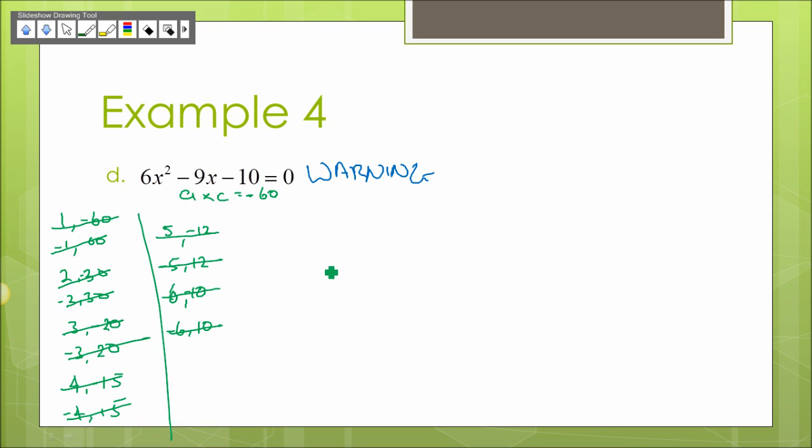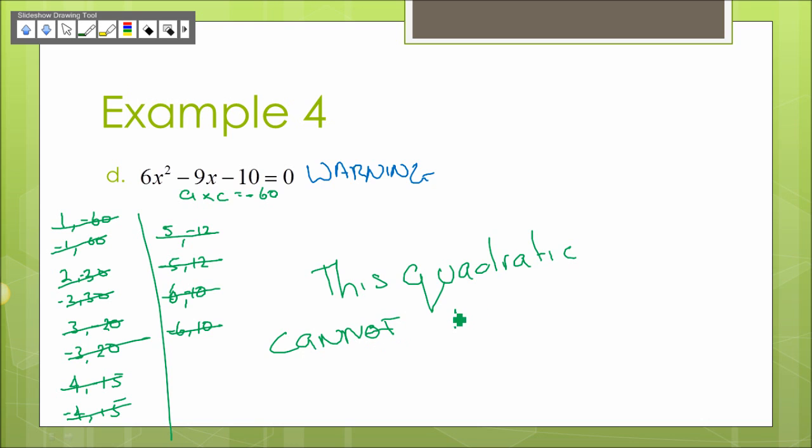This means that this quadratic cannot be factorized. So there is a trick one in there. It cannot be factorized. Now that is not to say it cannot be solved. There is values for x, but they happen to be decimal places.